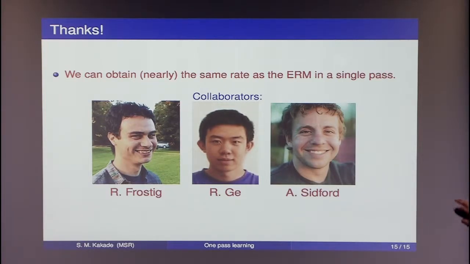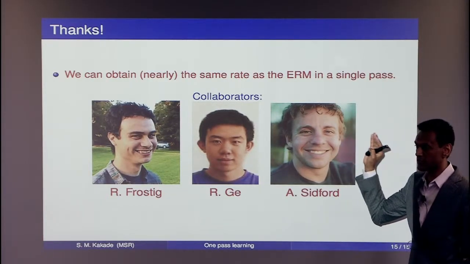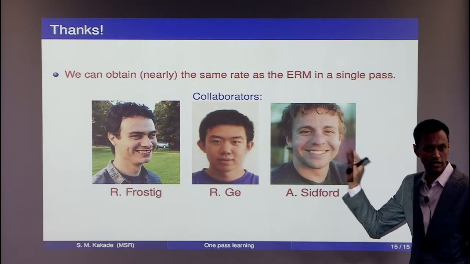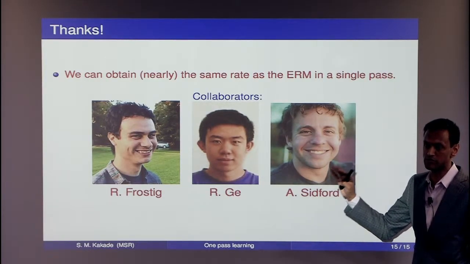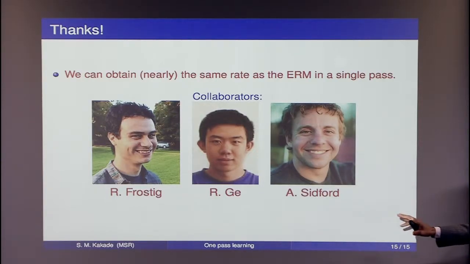So the bottom line is this at least shows that you should be able to get the rate of the ERM in one pass, and I think it is progress toward automating our most basic ML algorithms, putting them in packages. This is joint work with a number of very talented colleagues. Roy Frostig is a graduate student at Stanford. Ranga is a postdoc with us at Microsoft New England. And Aaron Sidford is a graduate student at MIT. All right, thanks.